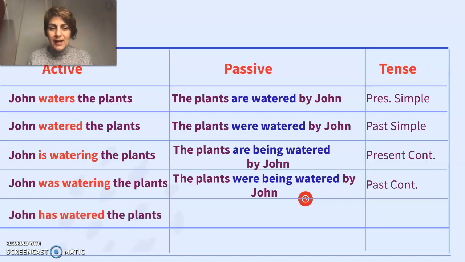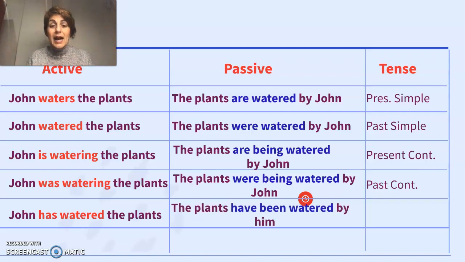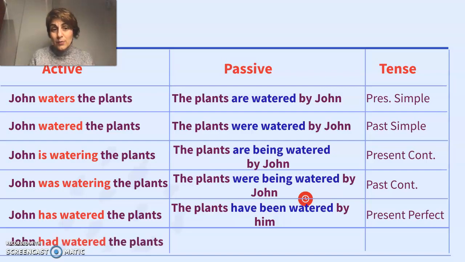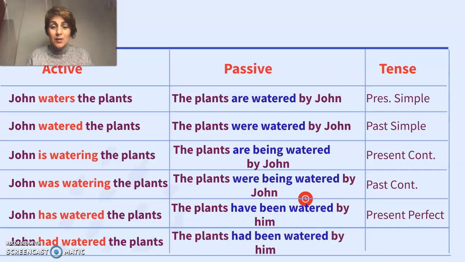If we have a present perfect, John has watered the plants. Well, we make the present perfect of the verb to be: have been watered by him. And then we can also have other tenses such as the past perfect. John had watered the plants. So once again, we change it into past perfect of the verb to be. The plants had been watered by him. So as you can see, it's quite straightforward once you get familiarized with changing the order and respecting the rules. Verb to be in the tense and past participle. But let's go on with some more.